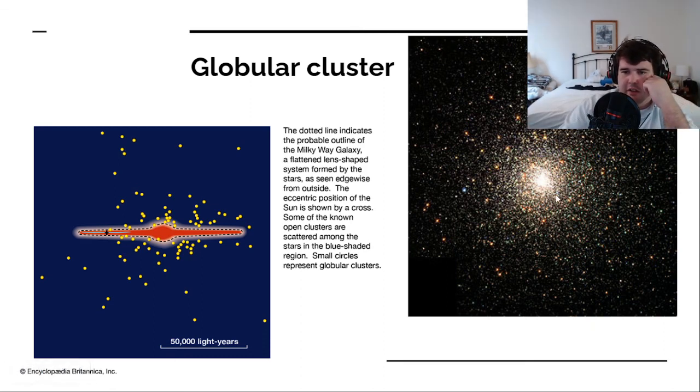And what you'll notice is there aren't really any blue stars in here. These are all very old stars. My astronomy teacher referred to these as retirement homes for stars. Okay, just the red ones that take a long time to burn out, the yellow and white ones that take a lot longer to burn out.